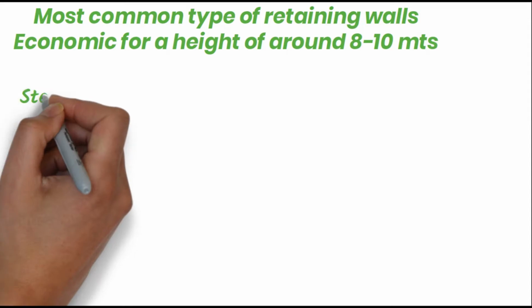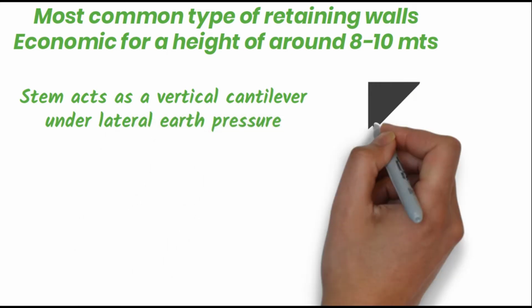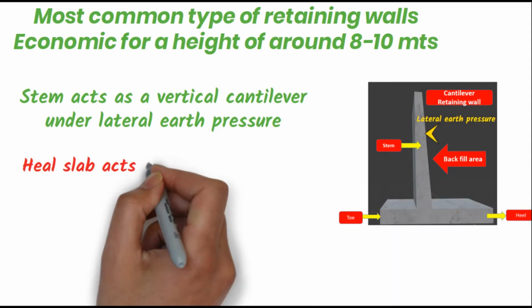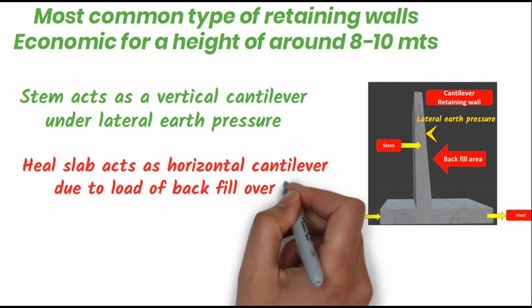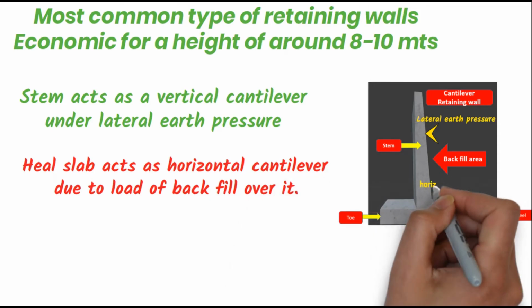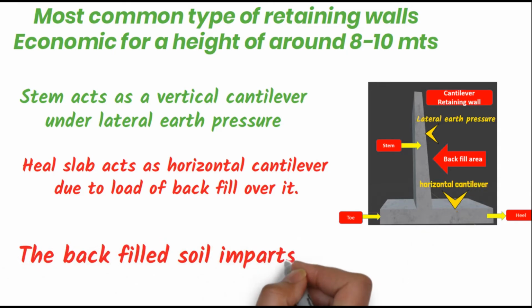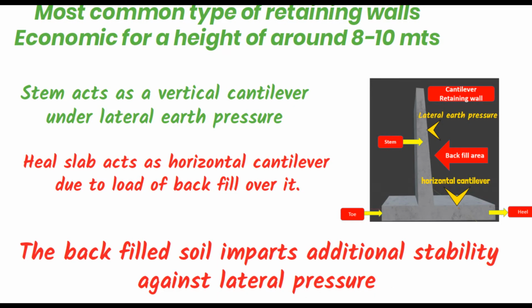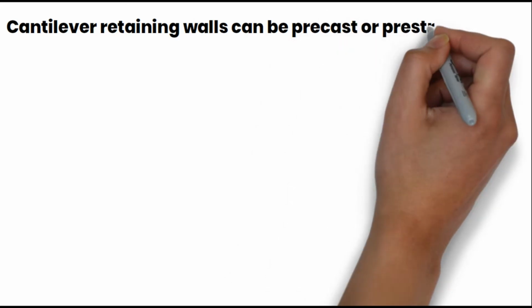And the concept of a cantilever retaining wall is that the stem acts as a vertical cantilever under lateral load, earth pressure, or soil. This is the stem. And the heel slab acts as a horizontal cantilever due to the load of backfilled soil over it. This is the particular area where backfilling is done. This is a horizontal cantilever and the stem is a vertical cantilever. The backfilled soil imparts additional stability to this structure against lateral pressure, because the soil is coming over the base slab, and the weight of the soil also becomes a part of the design in making the structure stable. Cantilever retaining walls can be precast type or pre-stressed type depending upon the design.